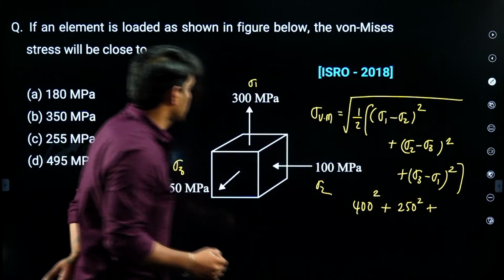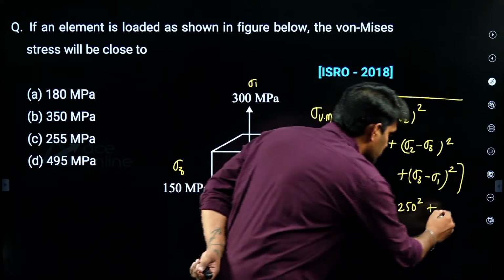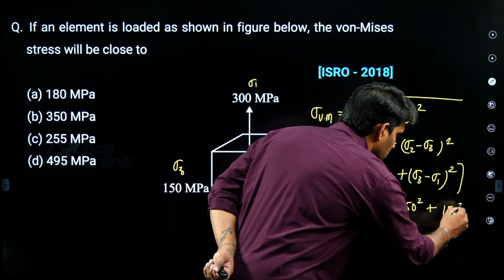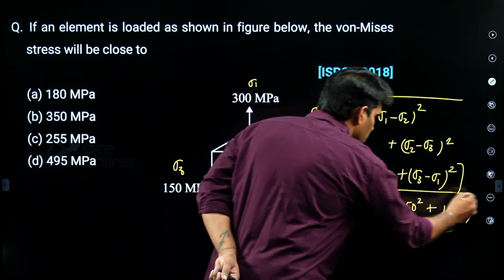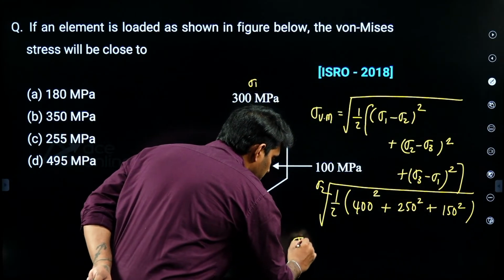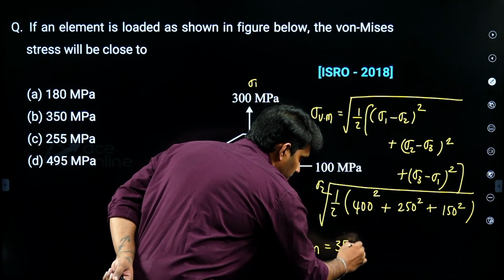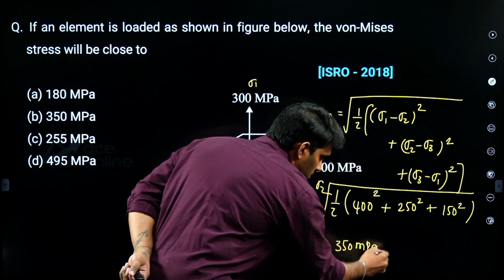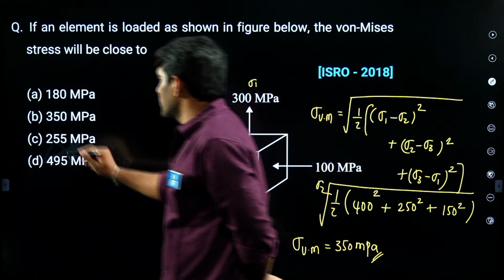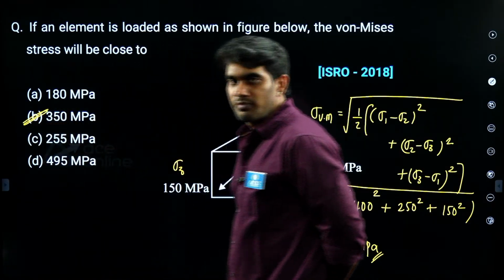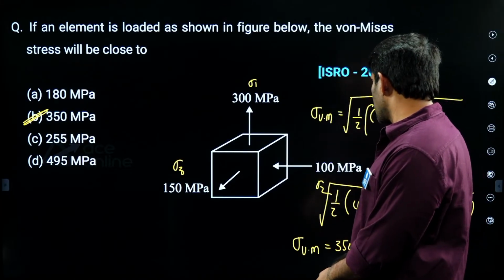plus, again the difference between these two is 150 square. So this is half of this value, and which is in the root. If you do this calculation, the value of von Mises stress comes out as 350 megapascal. So the simple calculation will lead to a value of 350 megapascal. I guess most of you have got this answer.